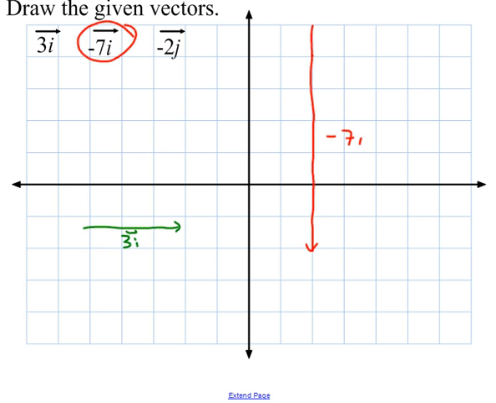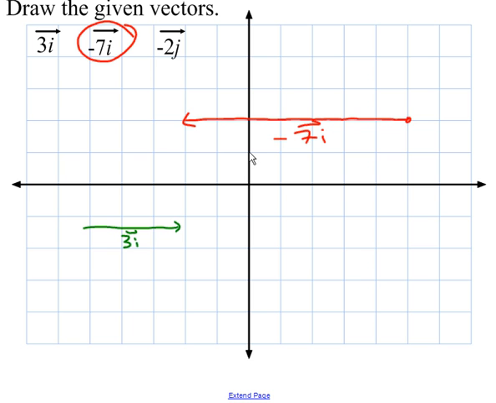Oh, I thought it said J. Sorry, my fault. It says I there, so I needed to go 7 units this way. 1, 2, 3, 4, 5, 6, 7. So that's negative 7I.